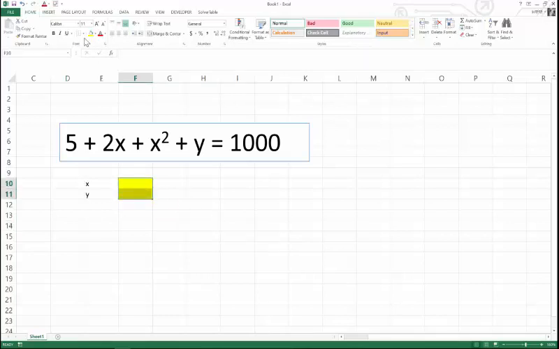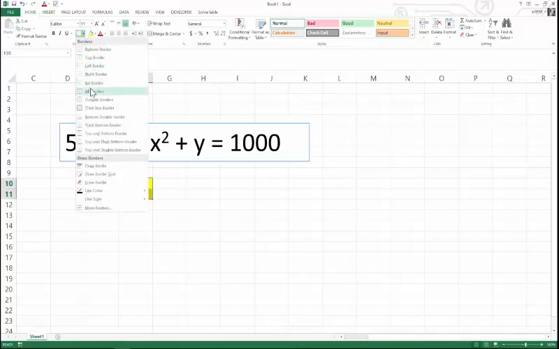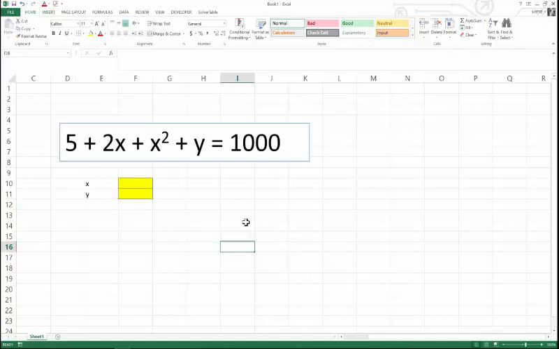I also want to give a little bit of borders. Okay, so those are two things. Now what you need to figure out next is how to use x and y. Remember, the first yellow cell represents x, the second yellow cell represents y. And you need to configure the left-hand side of this equation based on those two yellow cells.